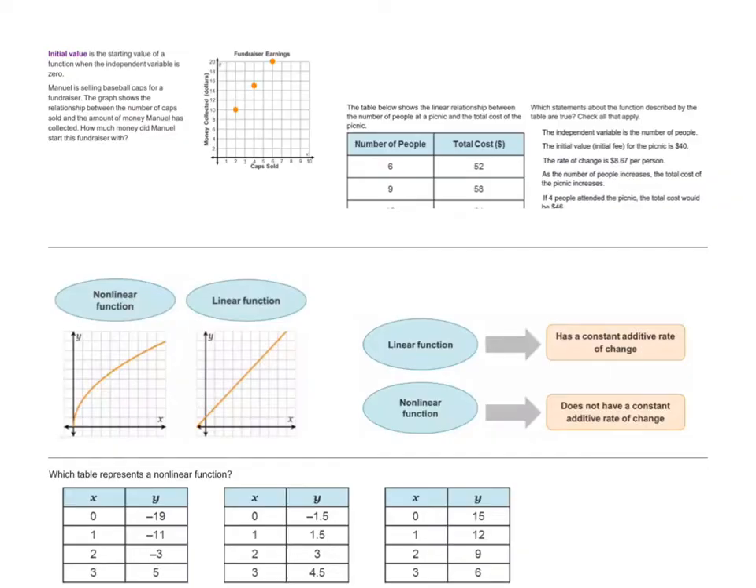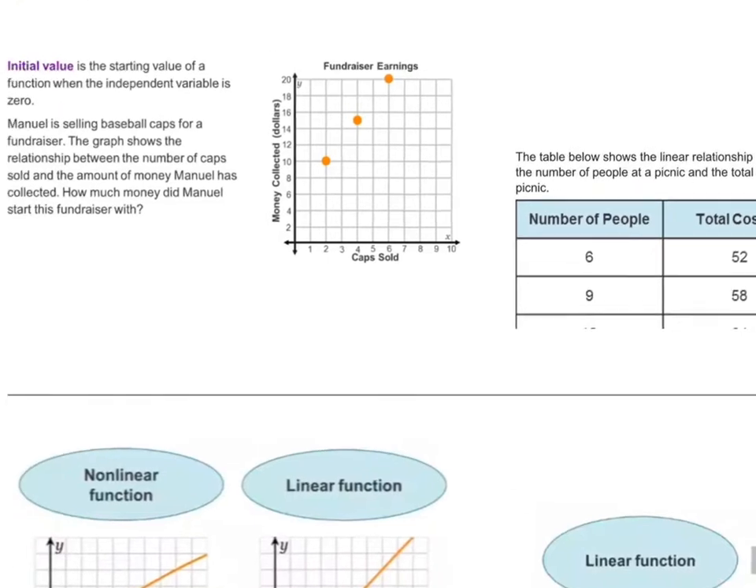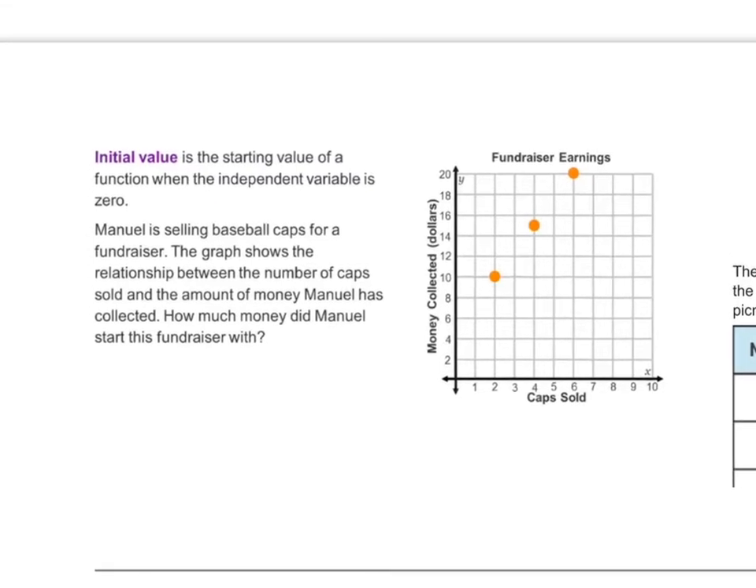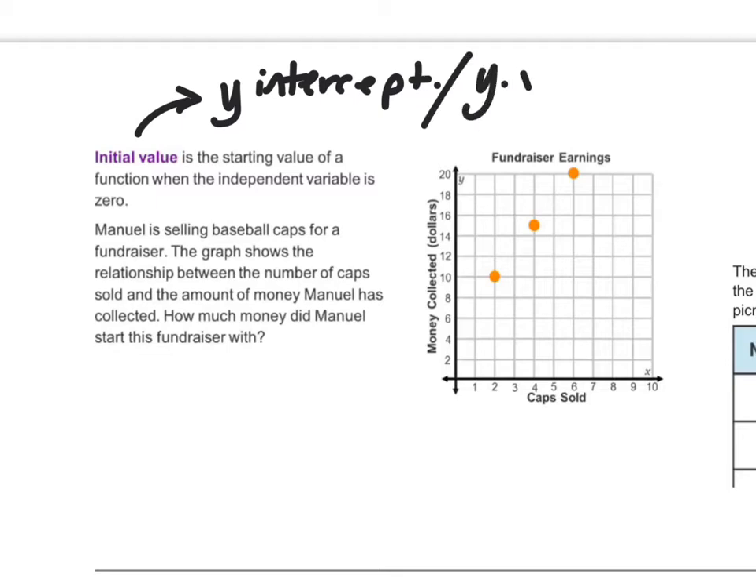All right, the next thing that we have to talk about is something called initial value. An initial value is the starting value of a function when the independent variable is 0. So basically what we call the initial value is the y-intercept. It's the y value, so basically the y value when x equals 0.